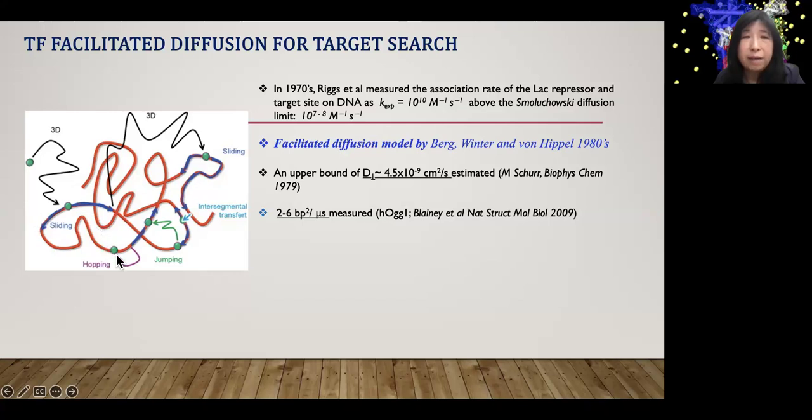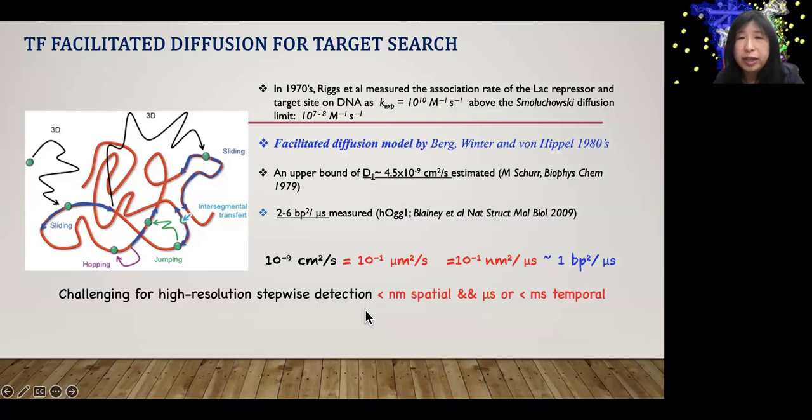So for the 1D diffusion part, people have measured the effective diffusion coefficient. So it's about sub-nanometer stepping corresponding to the microsecond timescale. For such a tiny spatial and short time scale, it is very challenging for experiments to detect them. So we thought computational modeling may help to look particularly at the step-by-step transcription factor search on DNA.